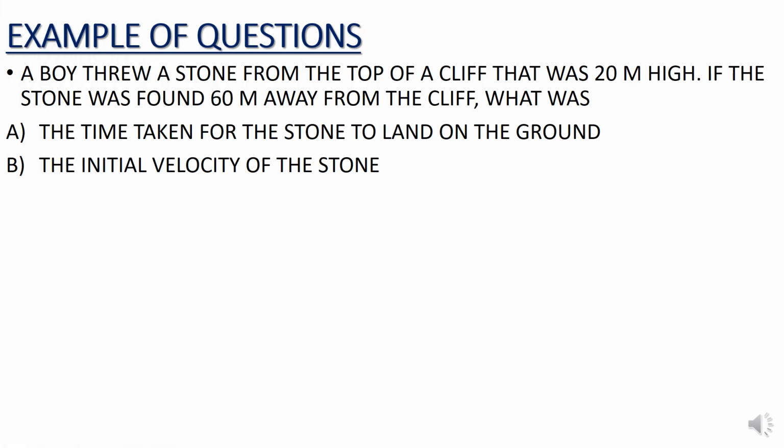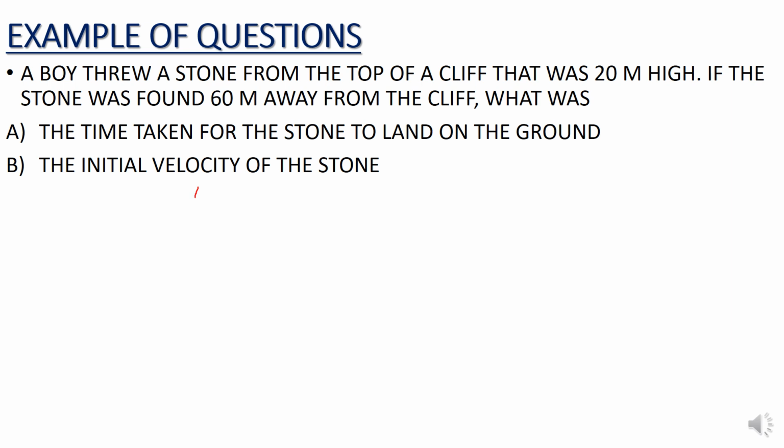So there's an example of a question here: a boy threw a stone from the top of a cliff that was 20 meters high. If the stone was found 60 meters away from the cliff, what was the time taken for the stone to land on the ground? So that is the first question.